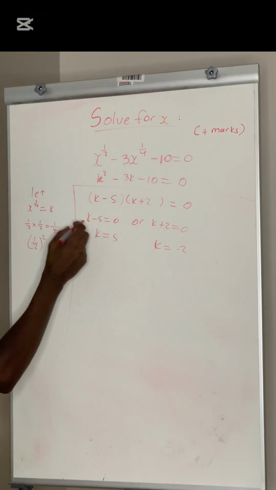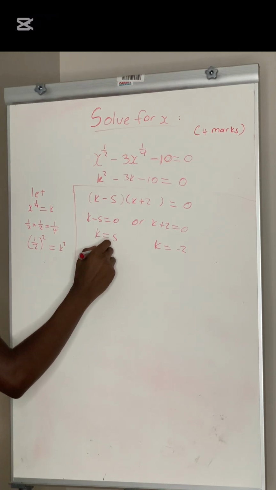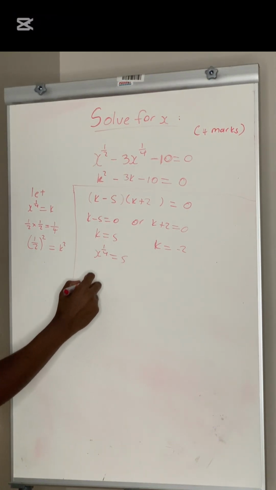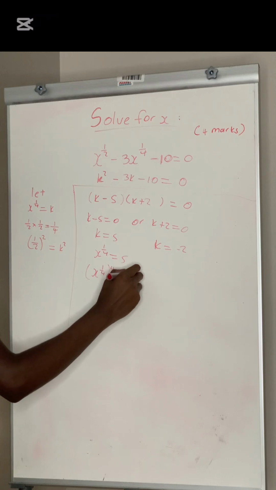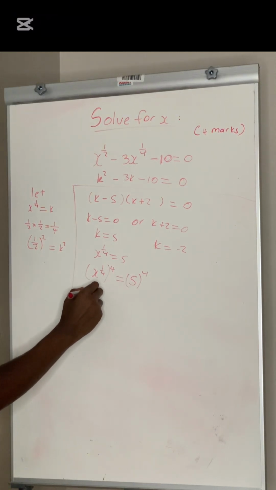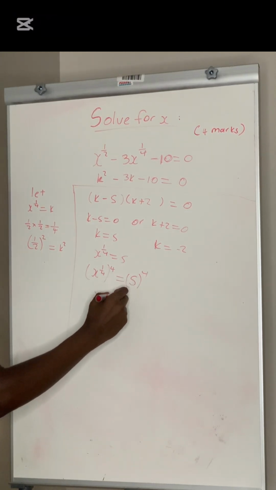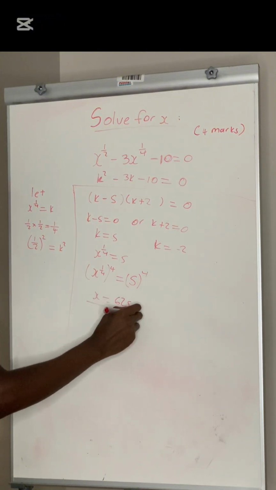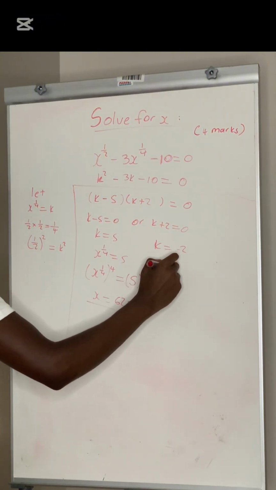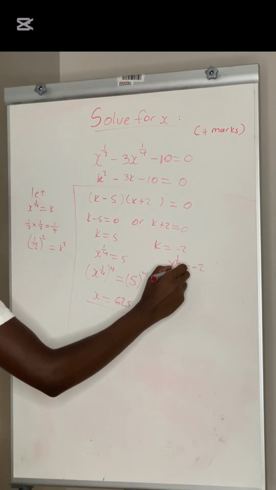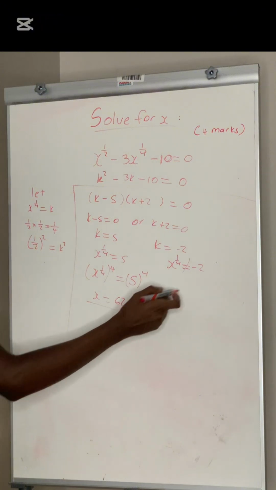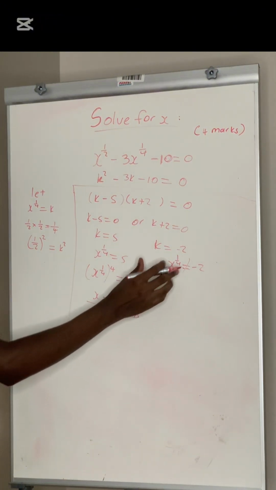But remember we said k is x exponent 1 over 4, so x exponent 1 over 4 is equal to 5. From here we should raise everything to the power of 4 to cancel this 1 over 4. So raise it to the power of 4 on the left hand side, and on the right hand side we're going to be left with x is equal to 5 exponent 4, which is simply 625. Now let's try and solve in this part. It's going to be x exponent 1 over 4 is equal to negative 2. This part cannot be solved because this base is negative and we can't change it in such a way that it will be helpful to us.